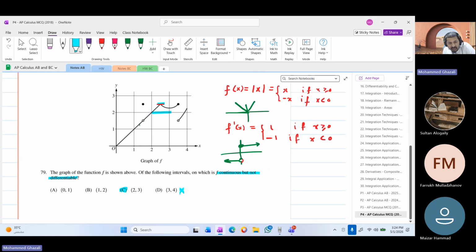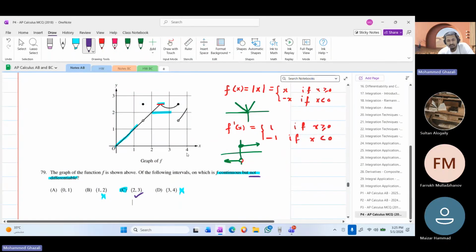Between 1 and 2, there is a removable discontinuity. And 3 and 4 is a jump discontinuity. Then between 0 and 1, the graph is continuous and it is differentiable, because it continues increasing. We are looking for continuous but not differentiable, so it's only between 2 and 3, correct? Hope you understood that. Right, excellent, guys.